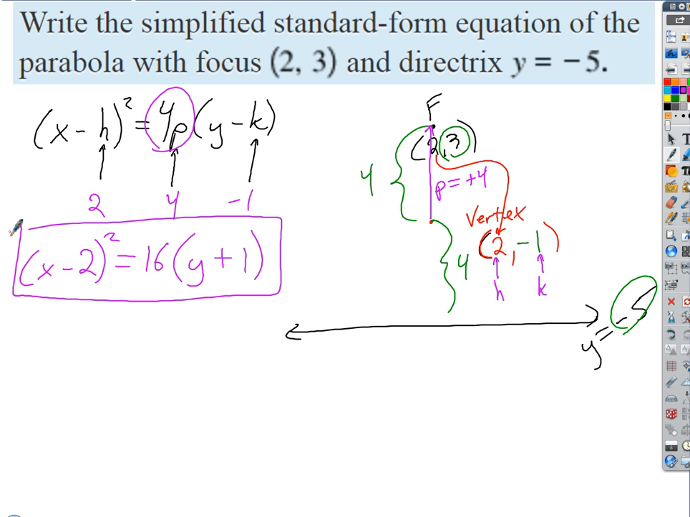It looks kind of goofy. Why do we want it in that form? Why wouldn't we distribute the 16? Because that ruins it. If we leave it in this form, we can always say, okay, well, there's h. h is 2. k is negative 1. And 16 divided by 4 is 4, so p is 4, right? See how nice that is? We can just inspect that equation and get all of the values we need to graph this thing, right? Does that make sense?